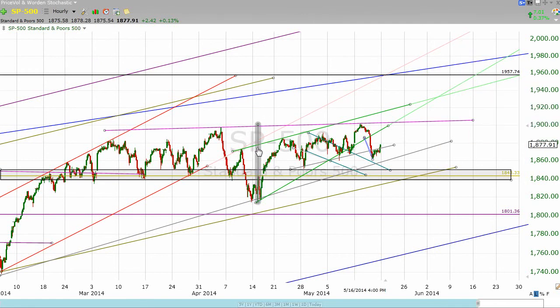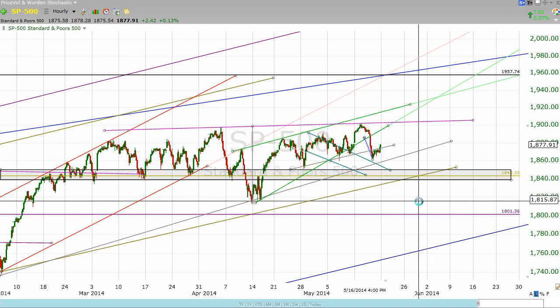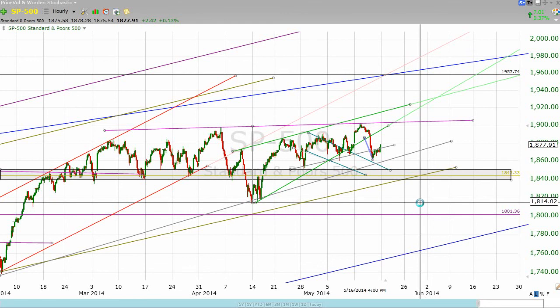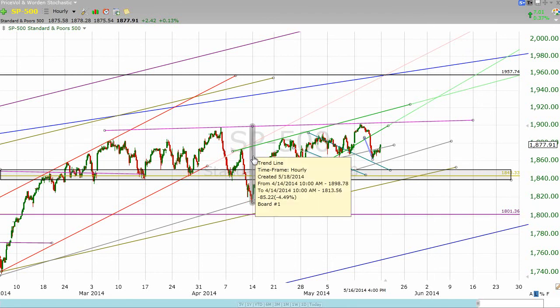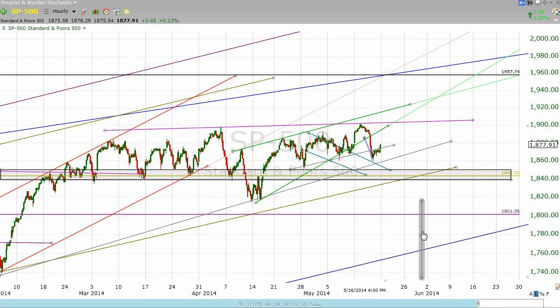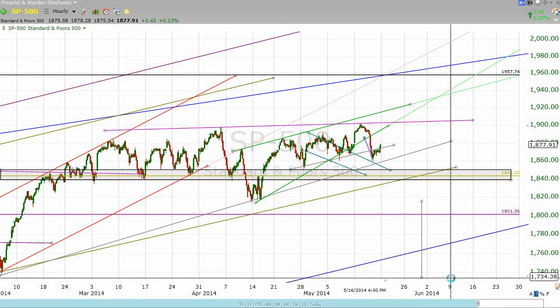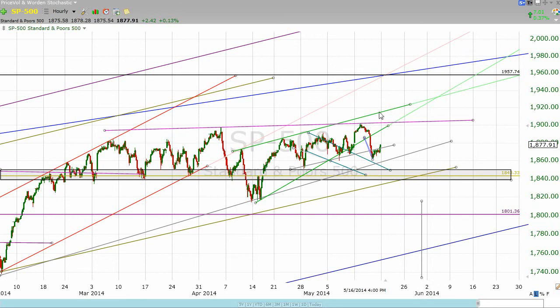Now, we also have the potential of this being a double top. We won't know that until we break down through about 1814. And I would say that should be followed through with a close under 1800. So this gets interesting. If we were to do that, then we would be looking at a minimum target in the 1730s based upon the size of this double top.